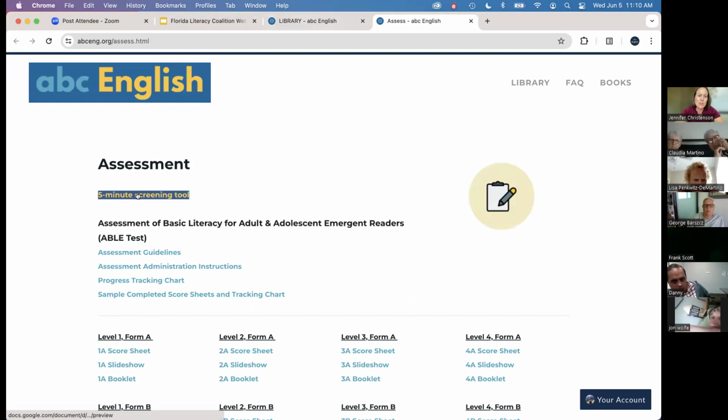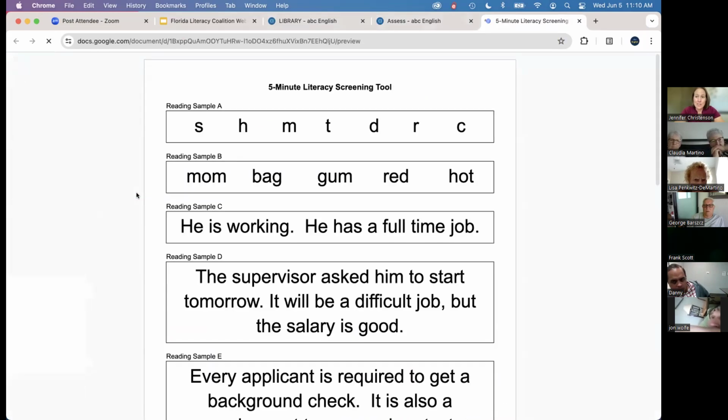5-minute screening tool. It's a two-page tool. I usually keep it printed out and in a plastic sheet protector in the drawer of my desk in my office. So whenever a new student comes in, I can pull this out and use it to get a really quick idea of what the student's language and literacy ability is. So this is a screening tool.